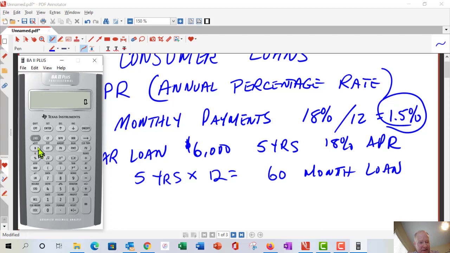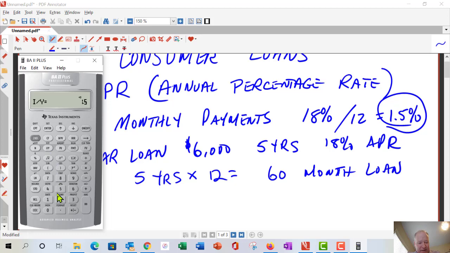I have my car loan at $6,000, so I'm ready to calculate my monthly payment. I'm going to clear everything here, just make sure everything is cleared out. N is my number of periods, and in this case it's in months, so I have 60 months. That's my N. My I/Y is the rate per period. This time I'm talking about periods in months, so I want to use that 1.5%. So 1.5 is my I/Y.